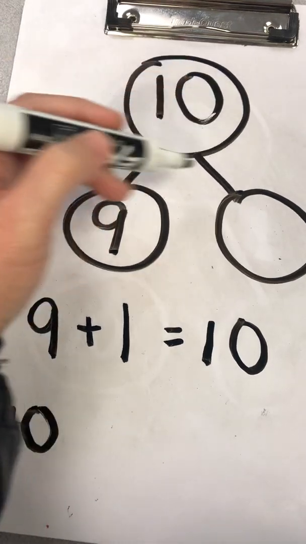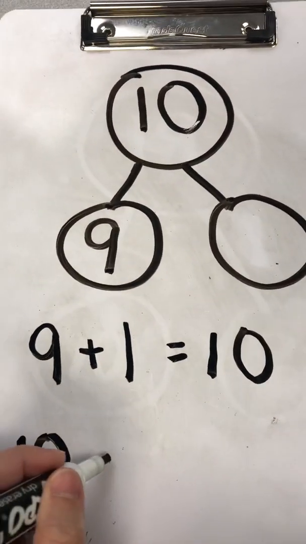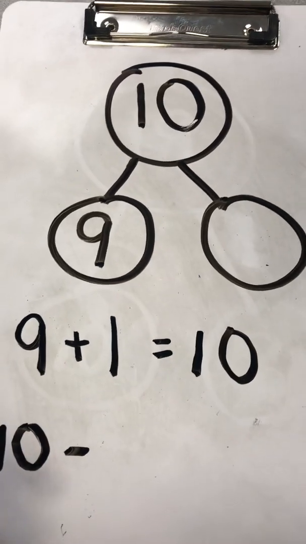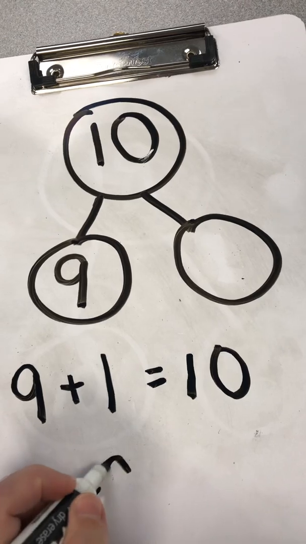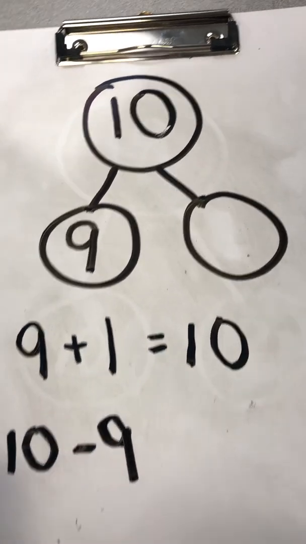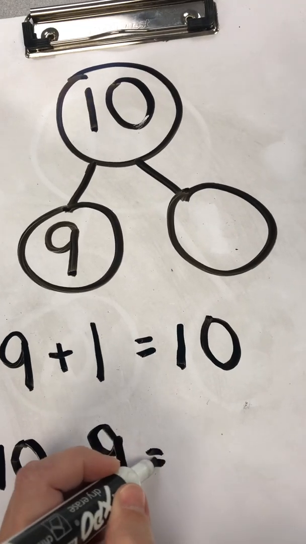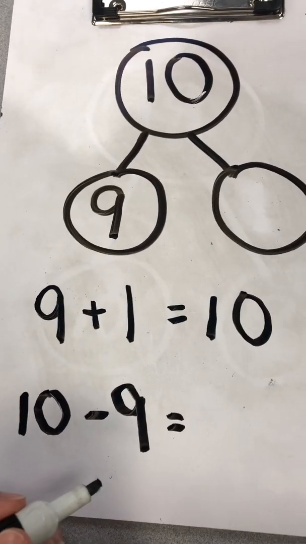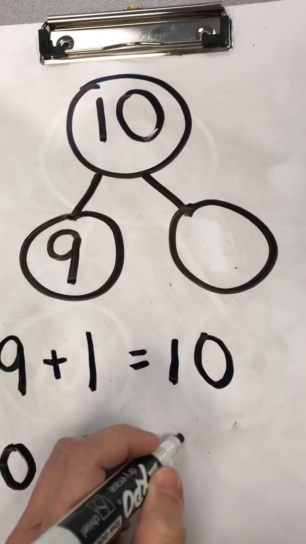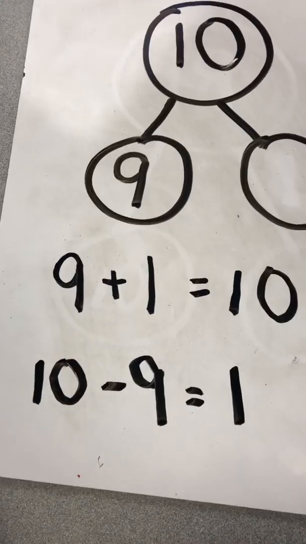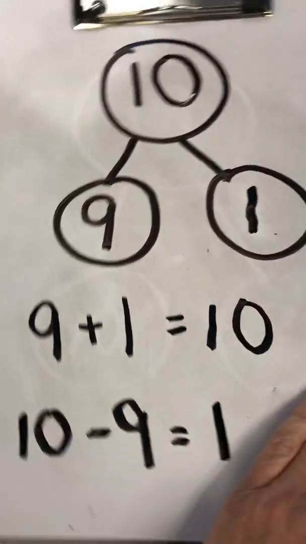So it's like you have 10 cookies. Now you're gonna subtract 9 of them. Subtract is take away. If you subtract 9 from 10, you are going to have 1. If you have 10 cookies and you eat 9 of them, you only have 1 left. Okay, so that's where that number is coming from.